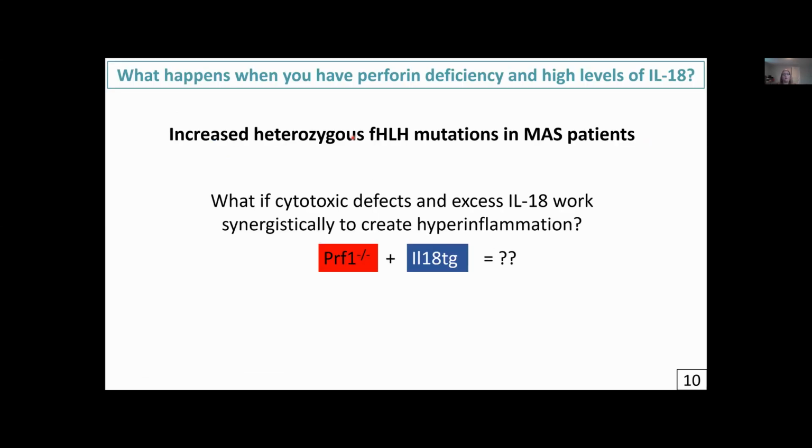And this was that MAS patients who, again, have high levels of IL-18 all the time, also had a higher chance of also having heterozygous defects or partial defects in the genes that are associated with cytotoxicity, namely those same genes that we see that are completely defective in HLH patients. And so this made us think, what if cytotoxic defects in excess IL-18 are working synergistically to create hyperinflammation? And so to look at this, we crossed our perforin knockout mice with our IL-18 transgenic mice.